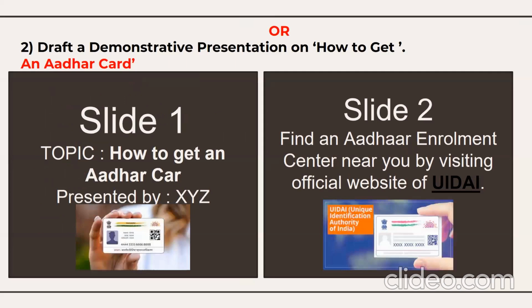Now you have one more choice, where the question is: write a demonstrative presentation on how to get an Aadhaar card. So if you don't want to opt for the PPT slides from a passage and want to write directly in your own words, you can opt for this option also. So here it's a demonstrative presentation on how to get an Aadhaar card: slide 1, topic, slide 2, instruction. When you say demonstrative, it will be in the form of instructional mode.